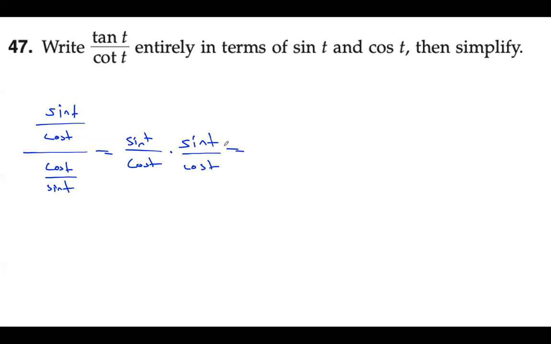Okay, so when you multiply them, you will get sine squared t over cosine squared t. We can leave the answer like this. Tangent is sine over cosine, cotangent is cosine over sine. So when you take reciprocal and multiply, that will be the solution of this question.